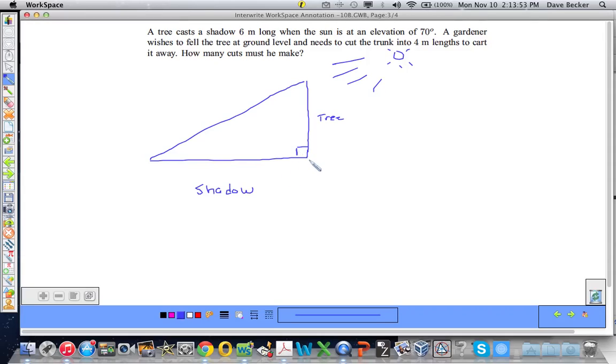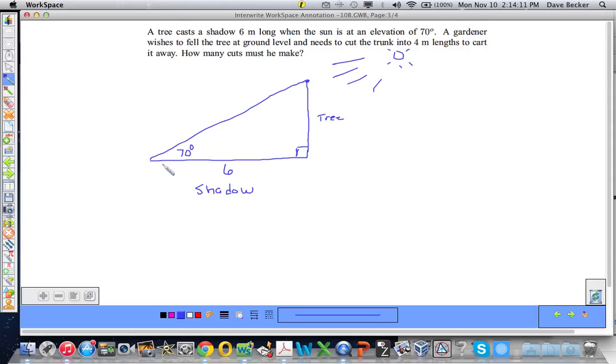And at some point, right through the middle of the tree to the top of the tree, we're going to be at a right angle with the ground. And it tells us that the shadow is 6 meters long and the elevation is 70 degrees. So we have a nice picture here.